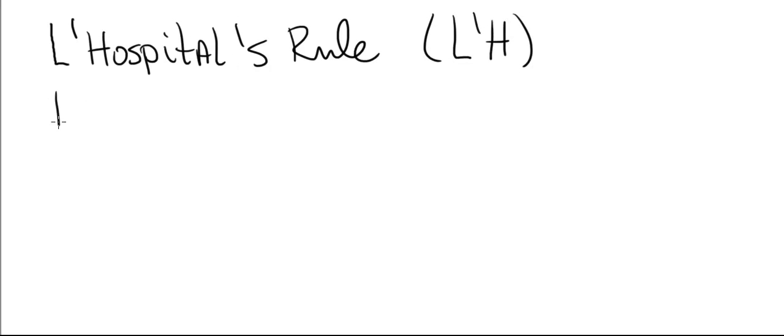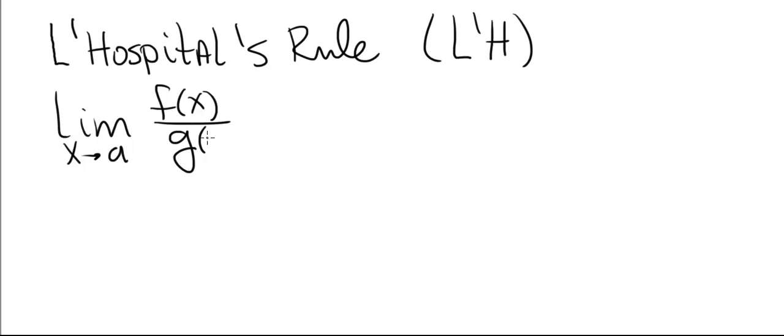Let's recall L'Hopital's rule, which I'll abbreviate L'H. If we're looking at the limit as x approaches a of f of x over g of x, and this function has indeterminate form at x equals a, suppose the indeterminate form is 0 over 0. Now there are other indeterminate forms for which we can use L'Hopital's rule, but for this case we're going to assume our indeterminate form is 0 over 0.